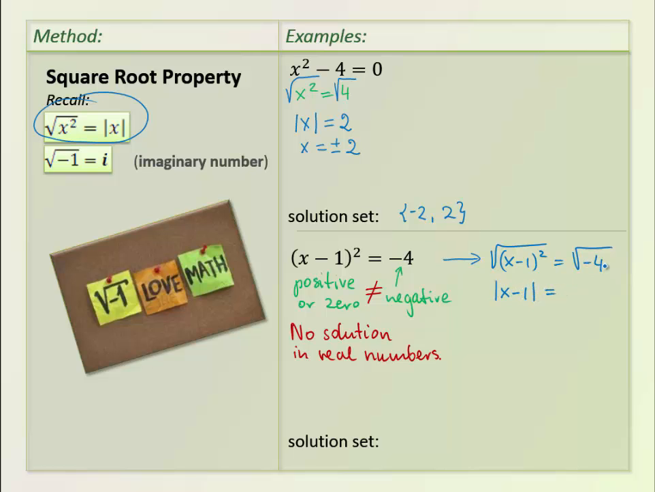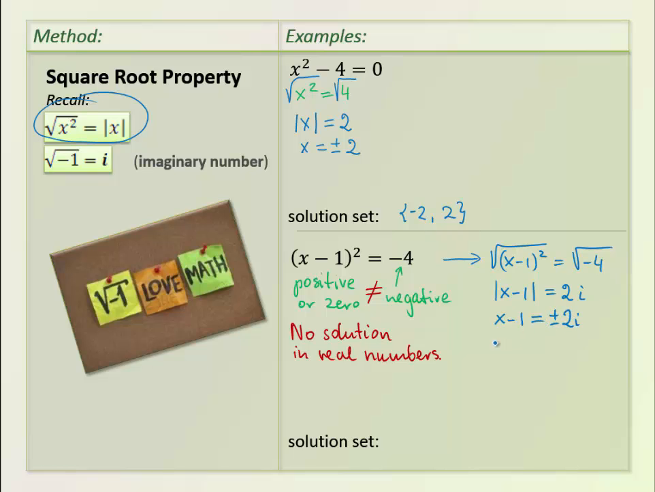And the square root of negative 4 is the same as 2i, because this is like the square root of 4, which gives you 2, and the square root of negative 1, which gives you i. Now, to drop the absolute value, we'll write x minus 1 equals plus or minus 2i.